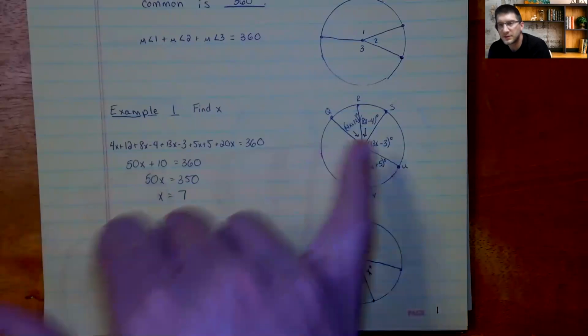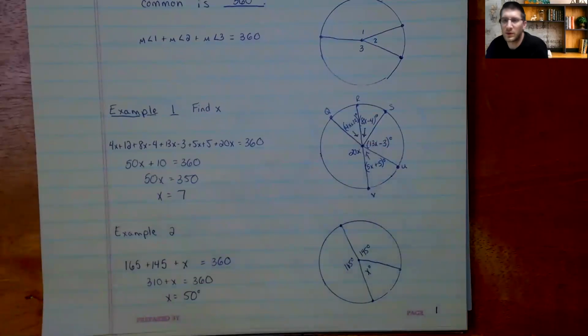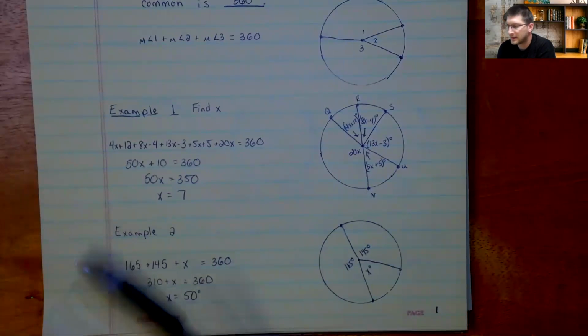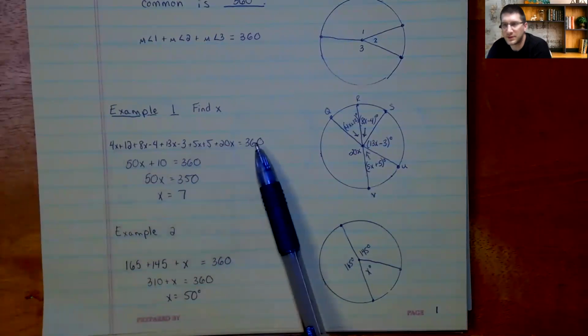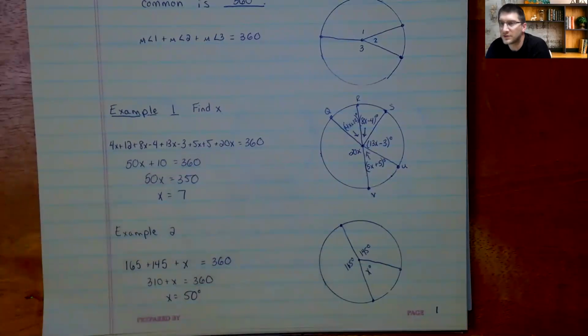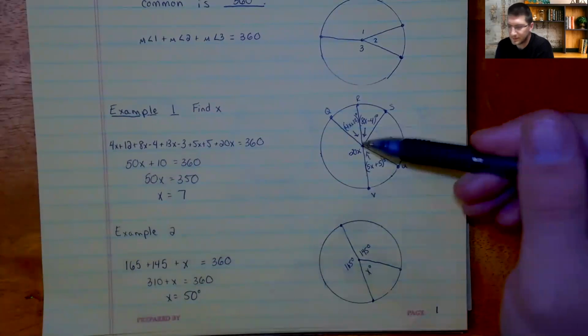Same idea in this circle, except there's just a little bit more going on, right? There's more angles, there's more variables. Doesn't change the process though, right? In this one we have 5 angles. I'm going to take all 5 of those angles, add them together, set it equal to 360, right? Because all of the central angles should add to 360, and they have no common interior points.